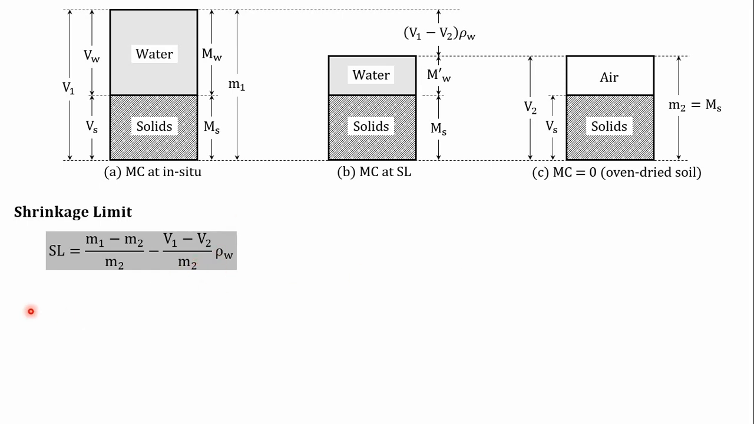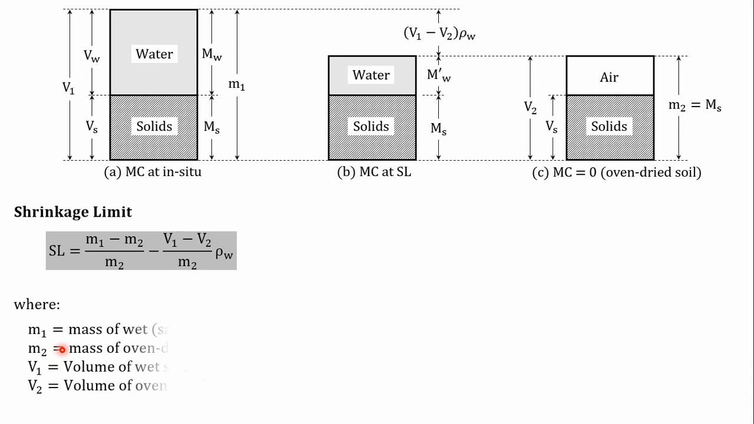density of water. Where M1 represent the mass of wet saturated soil. Pag sinabi nating wet, class, hindi lang saturated yan. It can be moist or saturated soil. M2 represent the mass of oven-dried soil. V1 represent the volume of wet soil. And V2 represent the volume of oven-dried soil. So, paano natin derive nito, class? Formula derivation tayo, class.